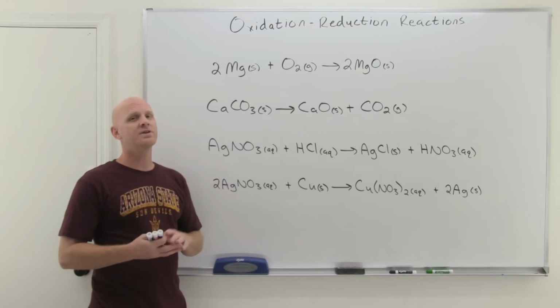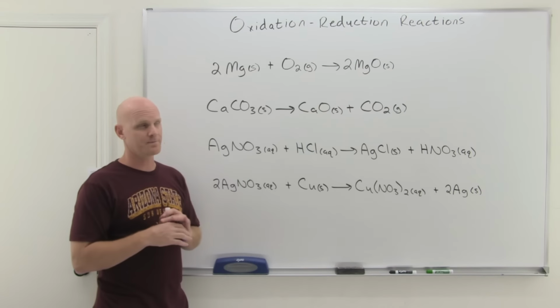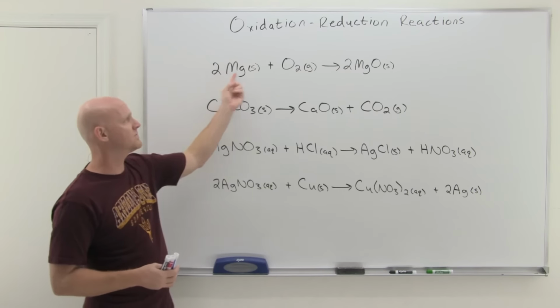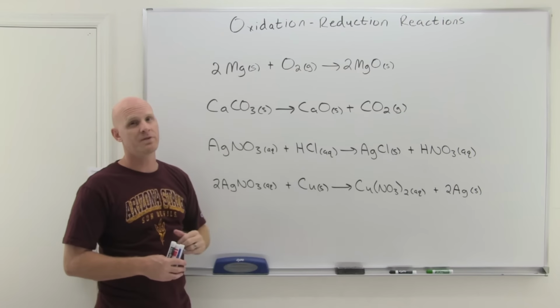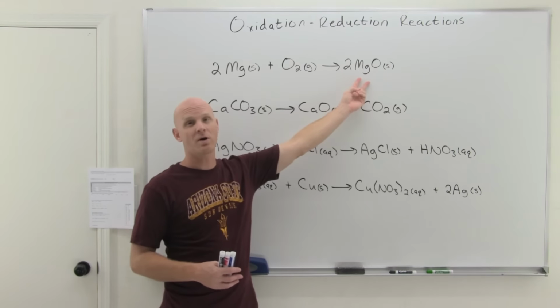And so the first thing I'll tell you is this: look for elements in their elemental form. Like if we look at the first one here, we've got both magnesium and oxygen, both in their elemental form. And odds are they're not going to be in the elemental form on the other side. In fact, they're not. Now they're part of a compound.